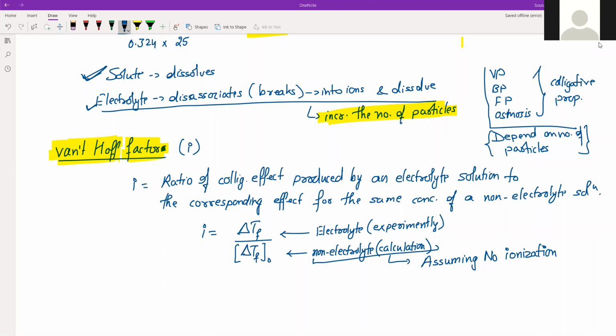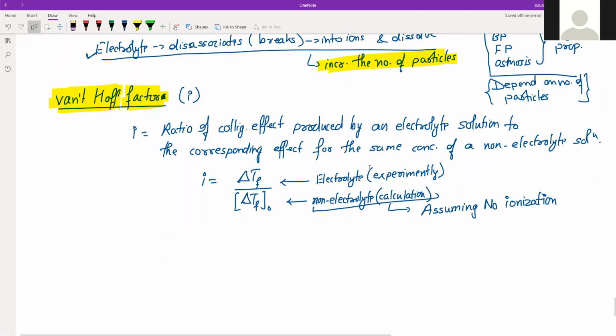But that is not the case. Because it is an electrolyte, there will be ionization. And if there is ionization, the delta TF will have abnormal values. These are called abnormal values, or recorded values, or experimental values, which will be different from our calculated values. So obviously in such cases, the actual change, or actual colligative property, will be equal to I, that is the Van 't Hoff factor, into the calculated values.